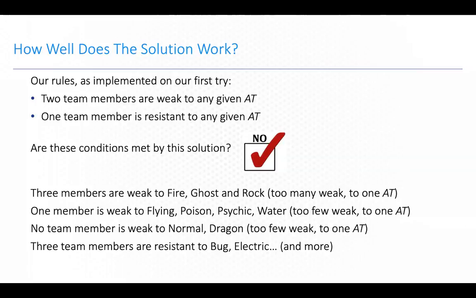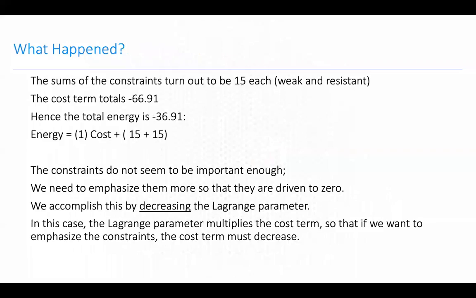And in general, when this happens, you have to consider, what can we do? Here are the results. The constraints ended up contributing 15 each to the total sum of that cubo, and the energy was on the scale of 36. So one thing we can try first is that the constraints don't seem to be important enough. If I don't make the constraints important enough when I run a problem, they're not going to get driven to 0, which is what I want. I want all of these to be 0 so that those mathematical expressions you saw earlier don't contribute to the total and the constraints hold.